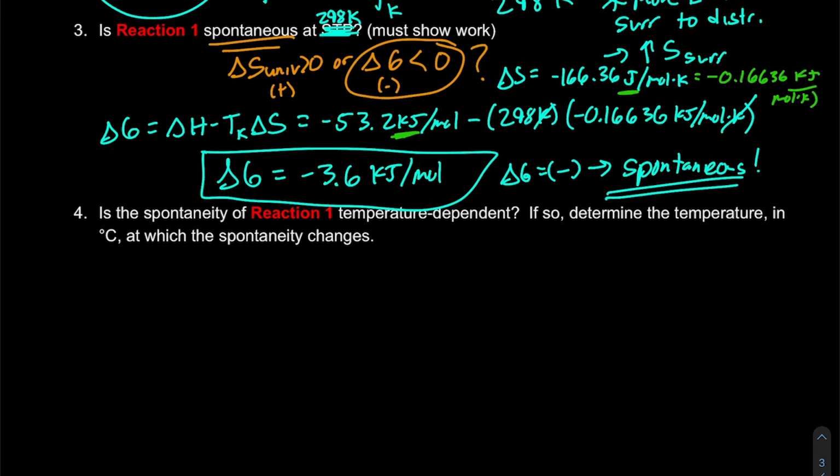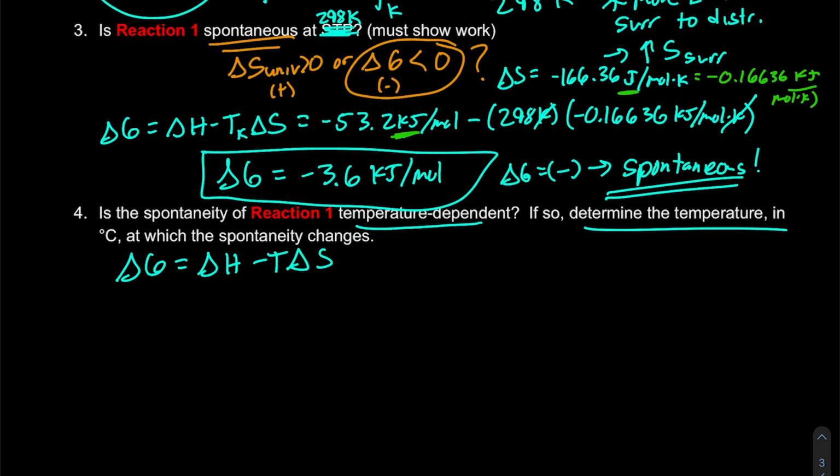Now we want to also answer the question, now that we've identified that it's spontaneous at that temperature, will it always be spontaneous? Is there a temperature where the spontaneity maybe changes? Will it be non-spontaneous at one point and then spontaneous at another point? And so now let's see if it is temperature dependent, at what temperature will the spontaneity change? So again, our Gibbs free energy change here is our delta H minus T delta S.